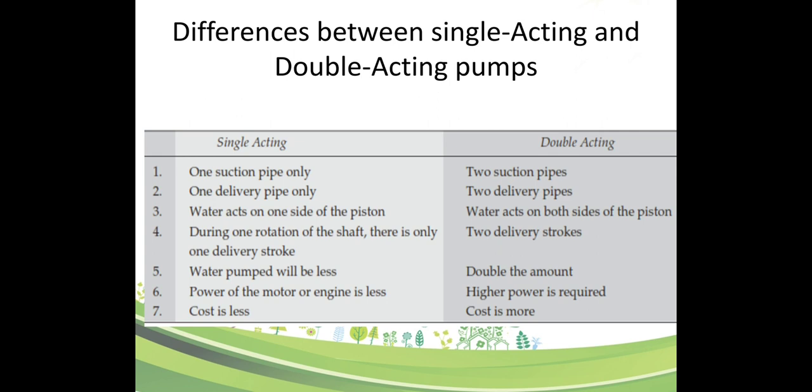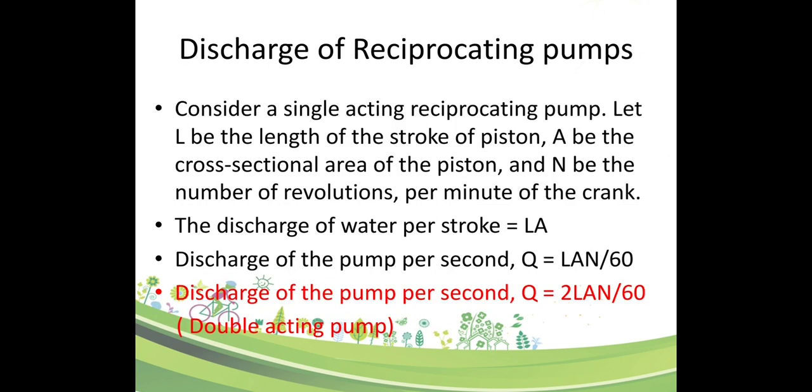The only advantage is that double the amount of water is pumped with double acting. And then there is the theoretical calculation. Suppose a problem is asked, you should consider the formula. Discharge of water per stroke is L into A. Discharge of pump per second is the formula: Q is the discharge, L is the length of the cylinder, A is the cross-sectional area, N is the number of revolutions divided by 60. If it is double acting, you should calculate 2LAN.